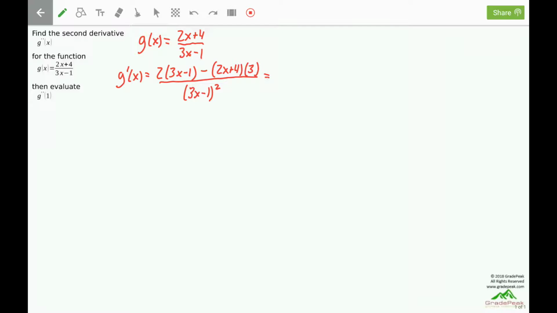Now in the numerator, I'm going to distribute the 2 in here. That will give us a 6x minus a 2. And I'm going to distribute the negative 3 into here. And that will give us a negative 6x and a negative 12. All of this is over 3x minus 1 quantity squared.